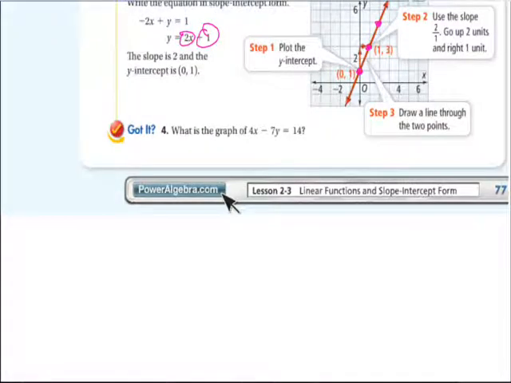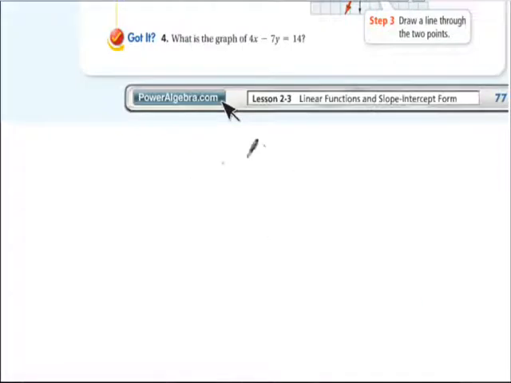So if we have 4x minus 7y equals 14, I'm going to get the y by itself, okay? So I'm going to subtract 4x from both sides. So I have -7y equals -4x plus 14. Divide both sides by -7. I have y equals 4/7 x minus 2.